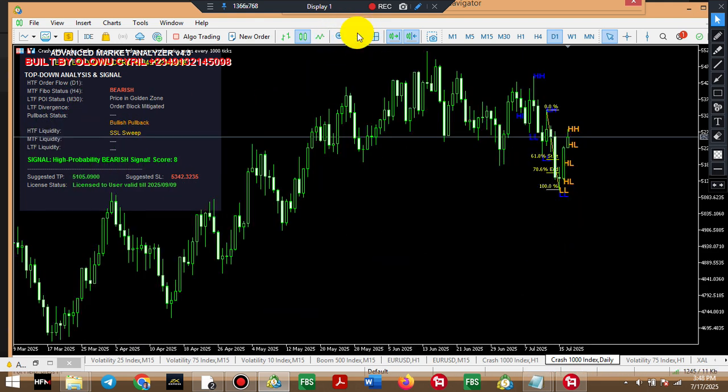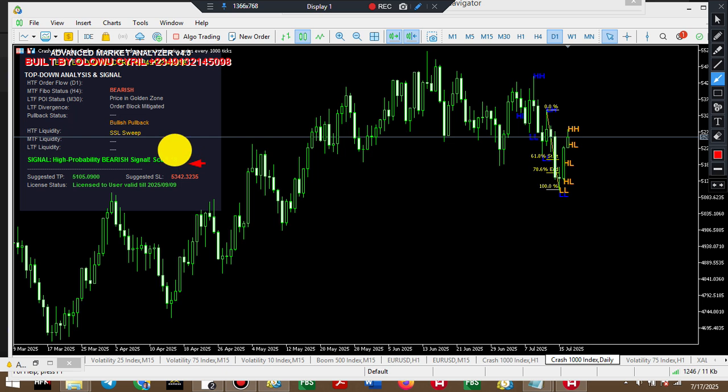Sorry, I'm going to screenshot like I said and post it in the group so that you see it. Do you see the message here? It said signal, high probability bearish signal.